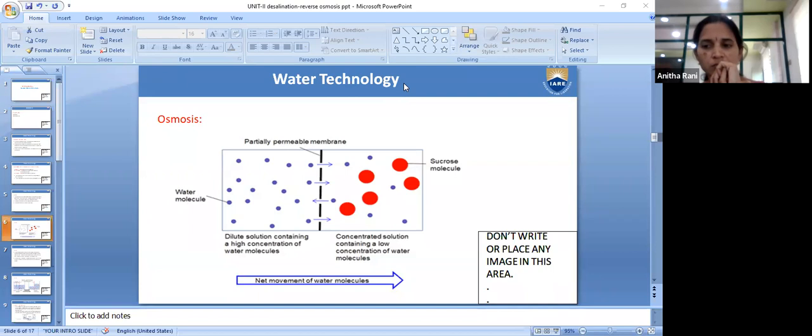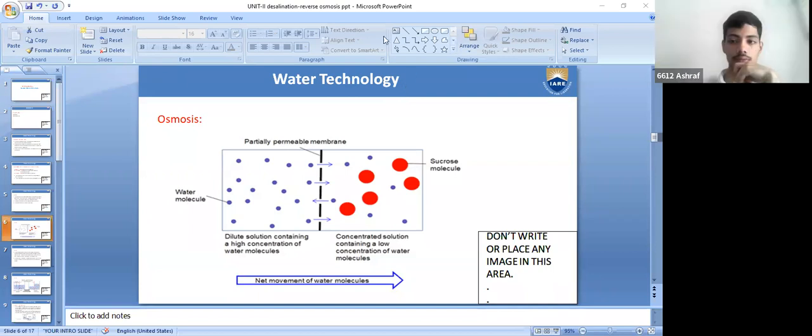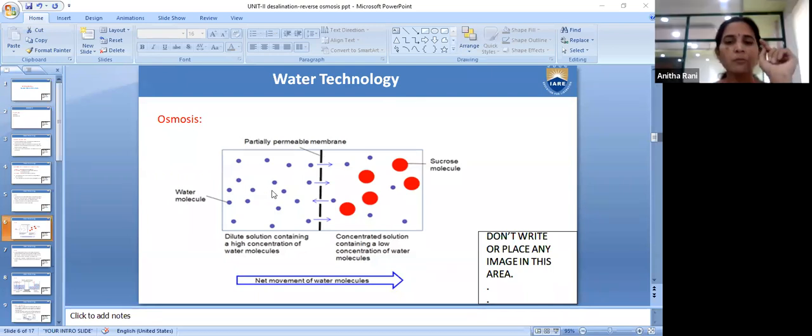Students, see, in this first chamber I have taken the dilute solution, that is 1 gram of sodium chloride in 100 ml. In the second chamber, I have taken 5 grams of sodium chloride in 100 ml.